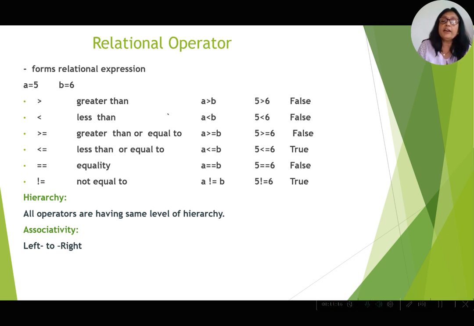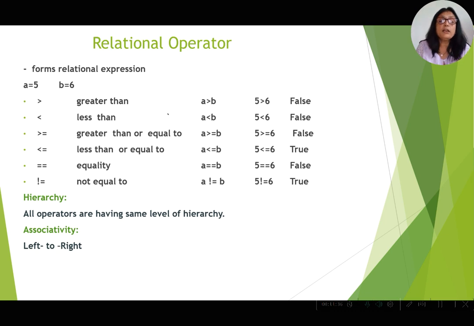Okay, so A greater than B. A and B are the operands and the greater than sign is the operator. It forms the relational expression. The other name of the relational expression is the condition. You will learn that in the next chapter, next lesson. So A greater than B means 5 greater than C, it is false.